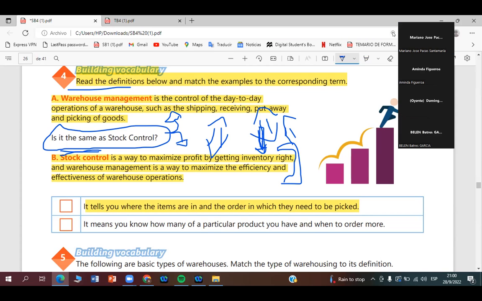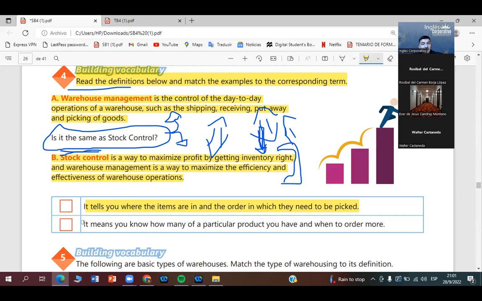Students? Warehouse management. I think it's the stock control. Okay. Very nice. The rest? Yes, me too. I think the second option. Stock control. Yes, it's a control for it, to refer to the order of the items in the warehouse.